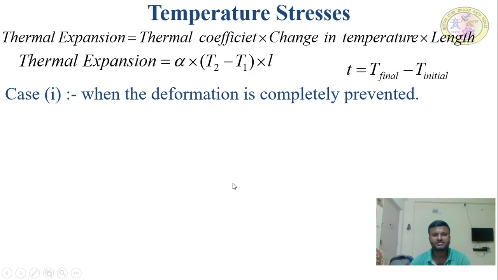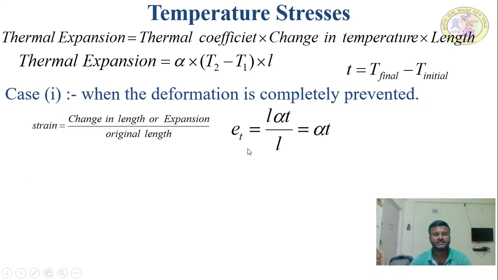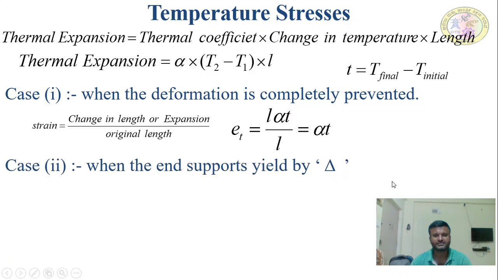When the deformation is completely prevented, strain is equal to change in length or expansion divided by original length. Thermal strain is equal to alpha into T. So change in length divided by original length. Change in length is equal to alpha L T, so alpha L T divided by L is equal to alpha T.